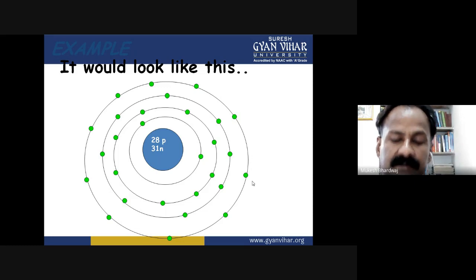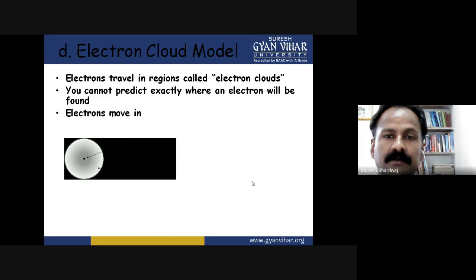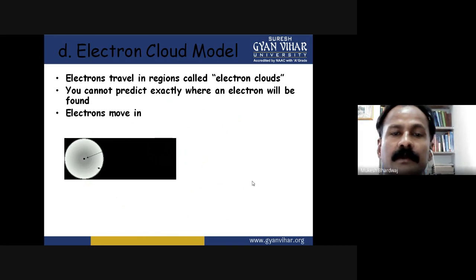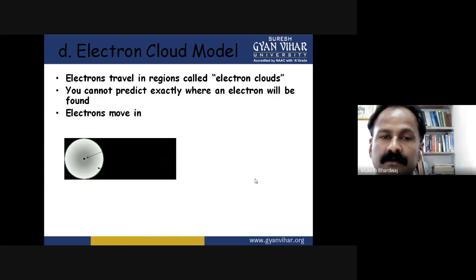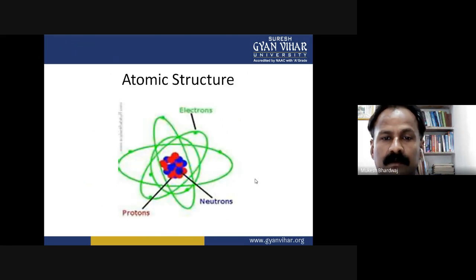So we will see later on the electron cloud model. Electrons travel in regions called electron clouds. You cannot predict exactly where an electron will be found. This is the Rutherford atomic model, or Bohr's atomic structure model. Electrons are moving rapidly in the orbits, and protons and neutrons combine to form a nucleus located in the center.